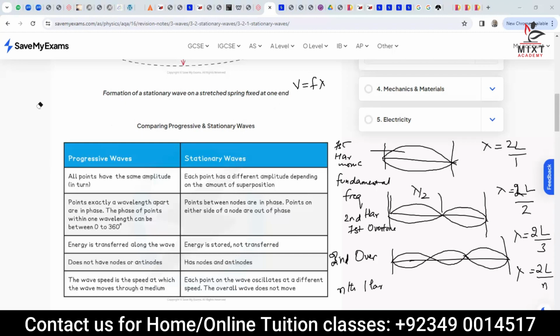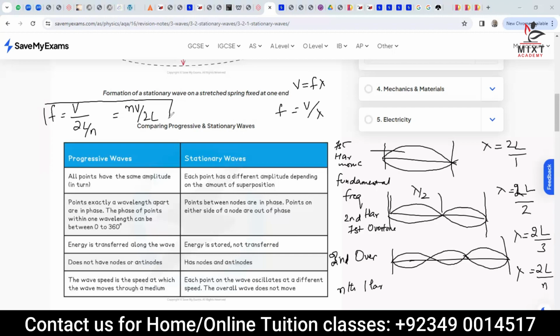If V is equal to F lambda, then frequency will be equal to V upon lambda. Am I right? So F is equal to V divided by 2L upon n, or in other words, it will be nV upon 2L. This is the frequency of that particular loop pattern, what do you call that? Standing wave. If I ask you to find the frequency of loop number 3, or a 3-loop standing wave, you can do that.